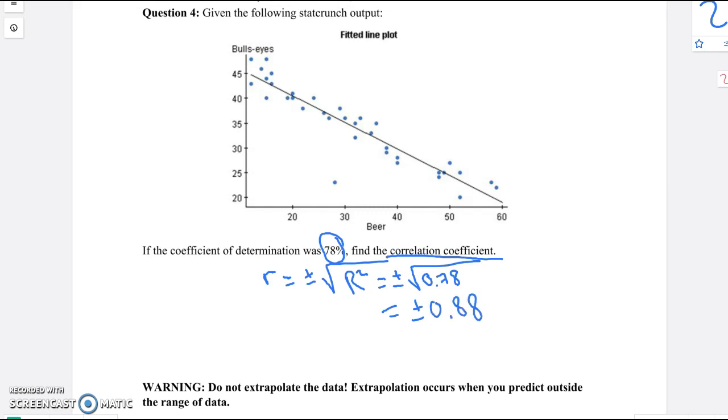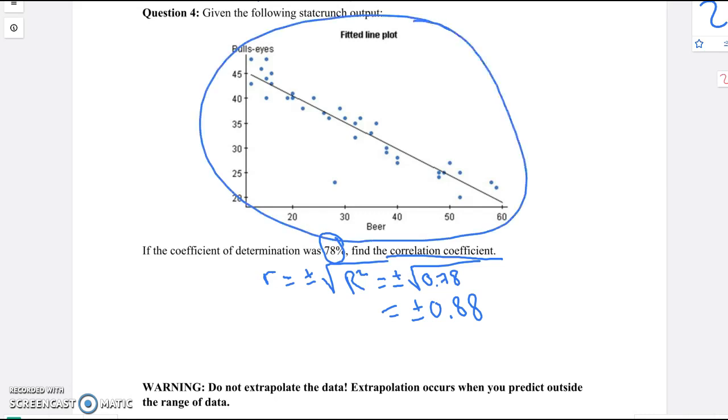Now, at this point, we need to be very careful. This is not the answer. Is it positive or is it negative? This is where you look at your graph. Our graph shows a negative slope, right? So the correlation is going to go based on the slope of the line. And since the slope of the line is negative, we are going to choose the negative one. So this is negative 0.88. This is my correlation. So just be very careful when you're choosing the positive and the negatives, okay?